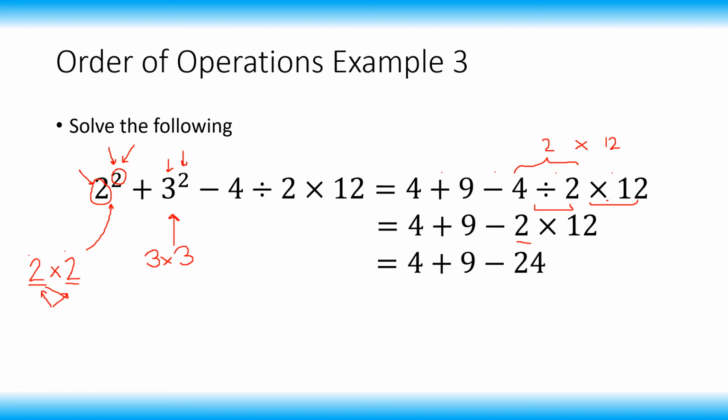So we start on the left, 4 plus 9. We do the addition first. That's going to be 13. And then we do the subtraction after that, 13 minus 24. Since 24 is a bigger number than what we're starting with, we're going to end up with a negative answer, and it should be negative 11. So hopefully that process is making sense. Let's do one last example.